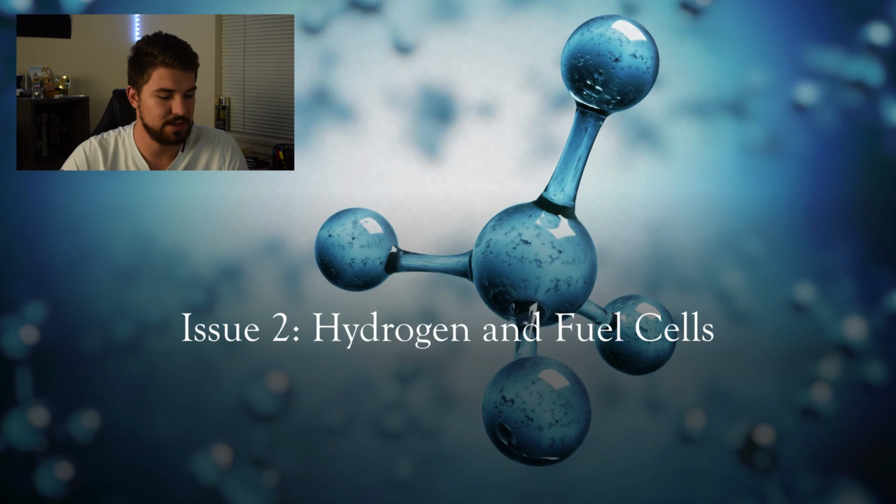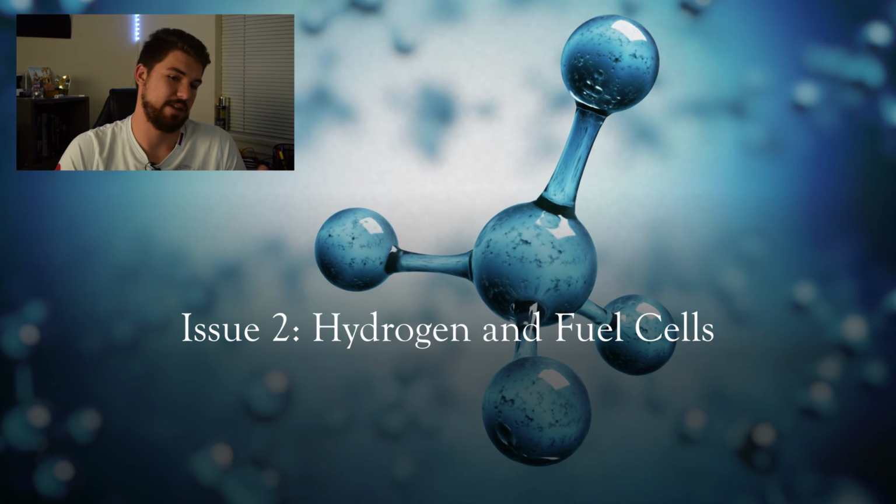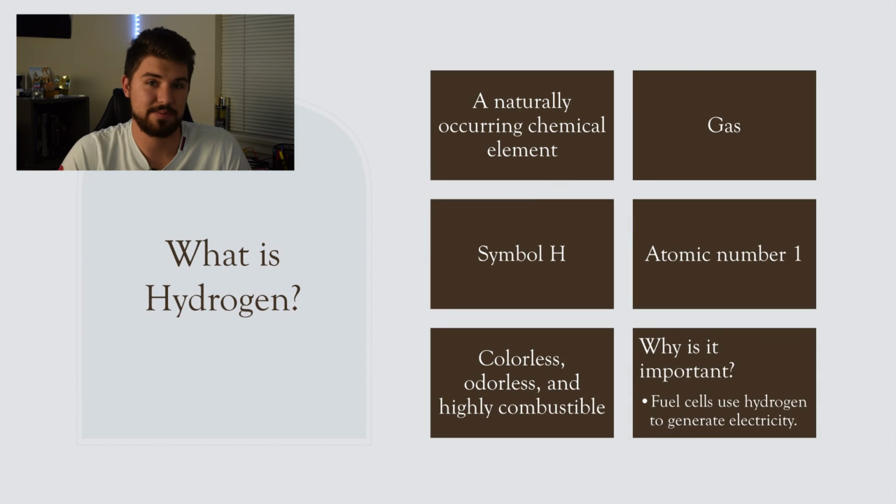All right, moving on to issue number 2 before we run out of time here. We are going to be talking about fuel cells and hydrogen. Now, what is hydrogen? I'm sure we all know what hydrogen is, but just a quick refresher. It is a naturally occurring chemical element in a gaseous state. It comes with the symbol H and atomic number 1. And essentially, why it's important in this presentation is because fuel cells use hydrogen to generate electricity.